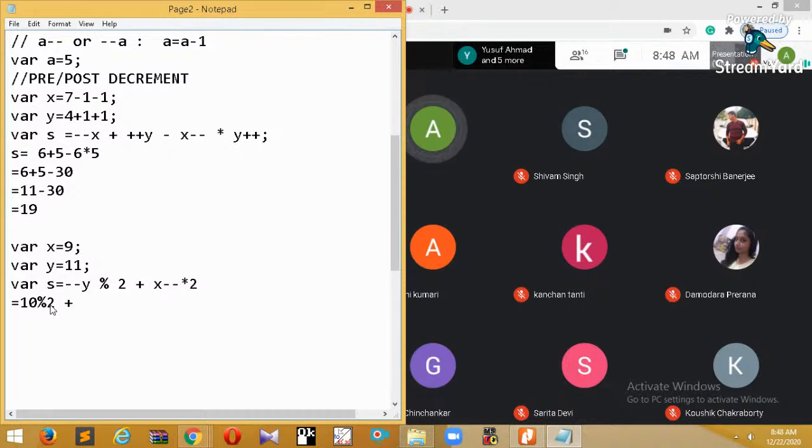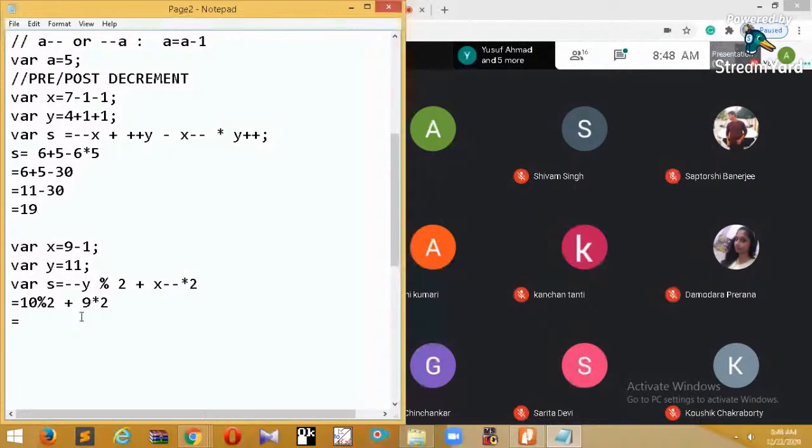Then x minus minus, so what value can I use for x? Here x minus minus means post decrement, so I will use x first, that means the value of x is 9, and after that in the memory only I can reduce the value 9 minus 1, but that value I will not use here because after that no value is used for x. Then multiply by 2.